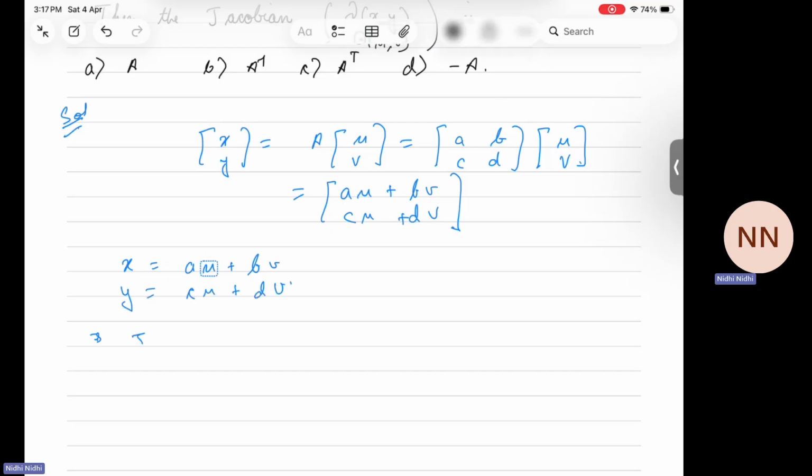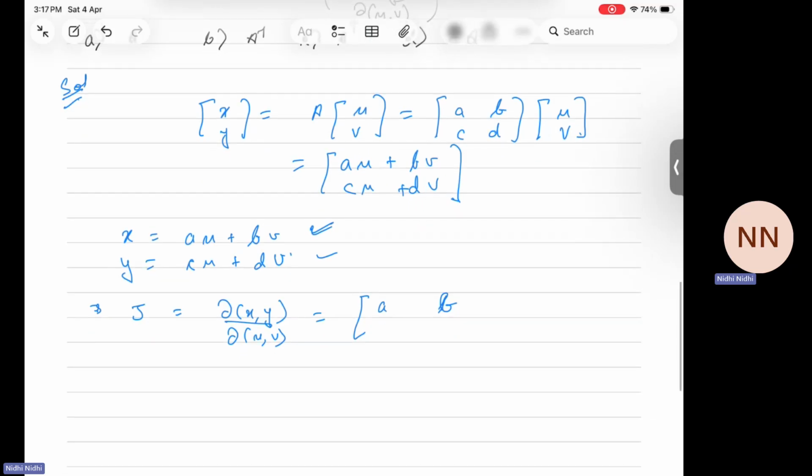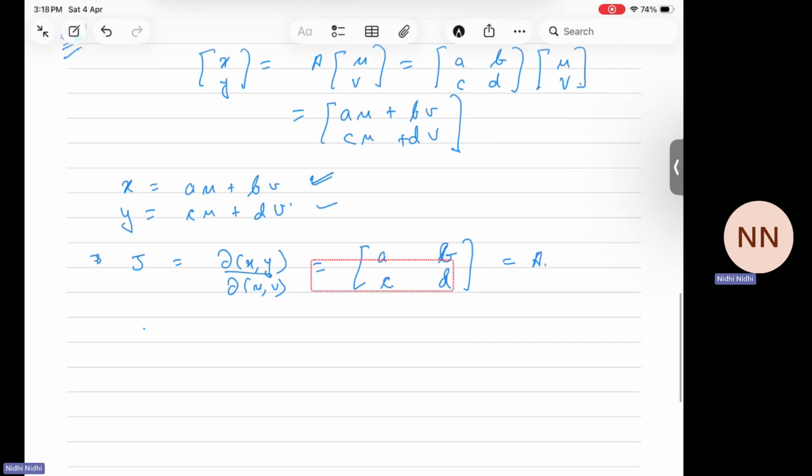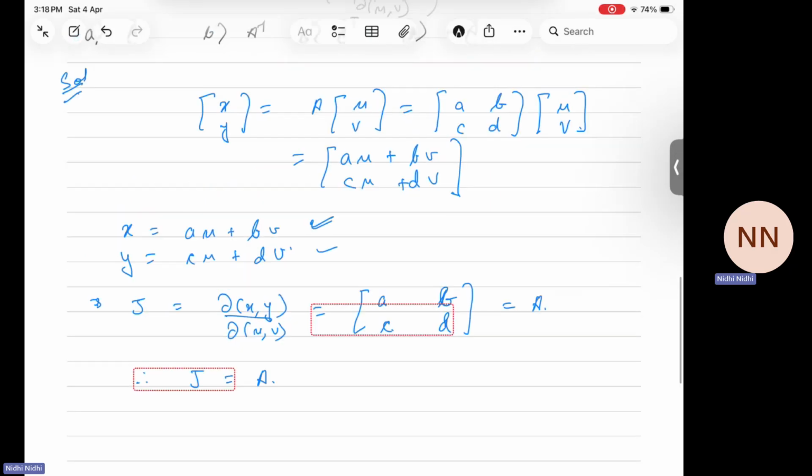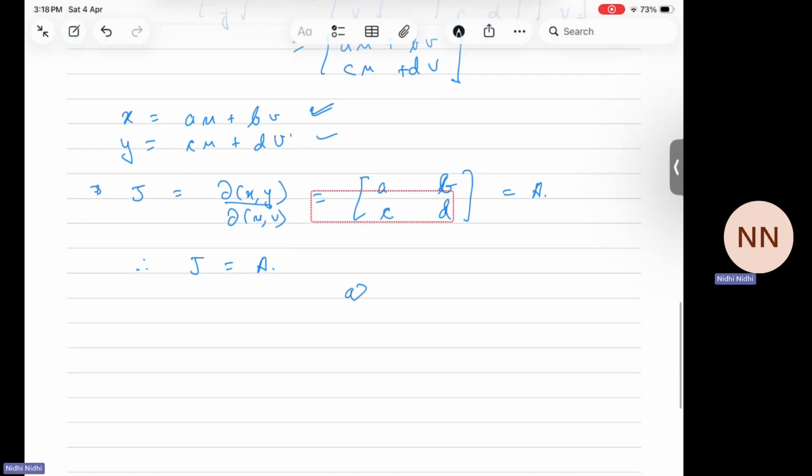Now that gives us that our Jacobian, del xy upon del uv, is equal to the matrix with del x by del u as the first entry. When we differentiate x with respect to u, we get A. Then with respect to v, this is B. Then differentiating y with respect to u, we get C. And again with respect to v, we get D. So this is exactly equal to A. Therefore, our Jacobian is equal to A, and hence option A is correct.